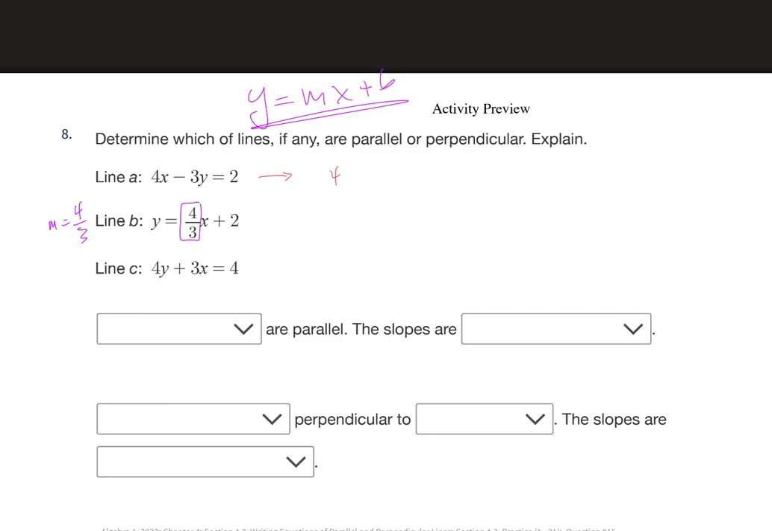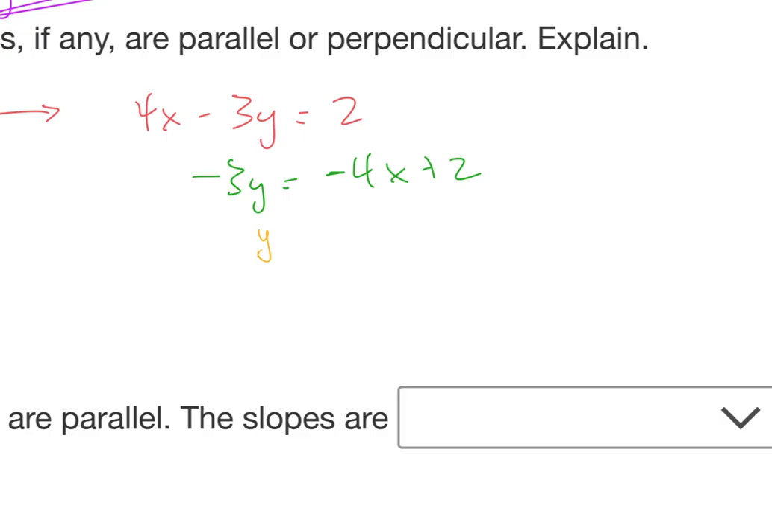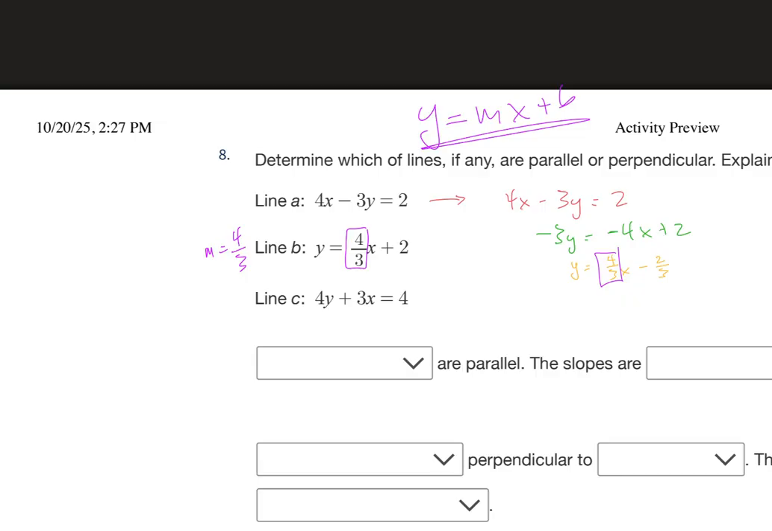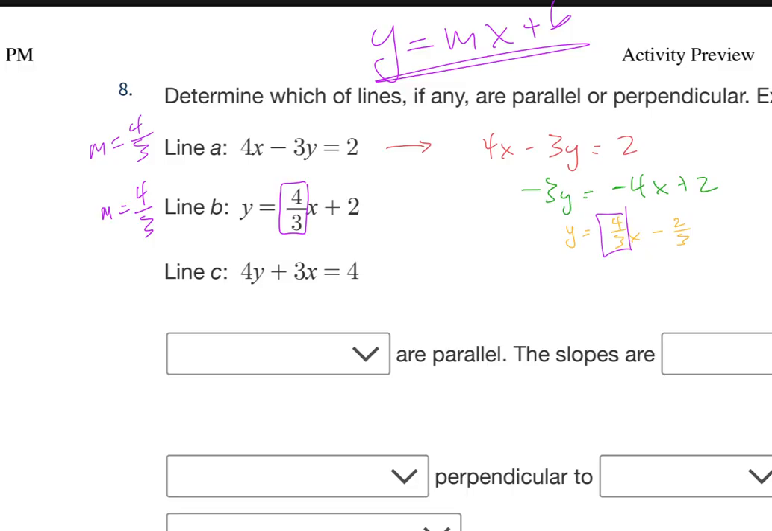This guy, I'm going to solve for y. So I'm going to subtract 4x. Going to divide by -3. Now, by the way, I personally would not have even cared about that part because it's not relevant to our slope. But hey, I'm here for the people. So the slope of that line is also 4/3. Okay, we're on a roll so far. These two lines are parallel to each other.